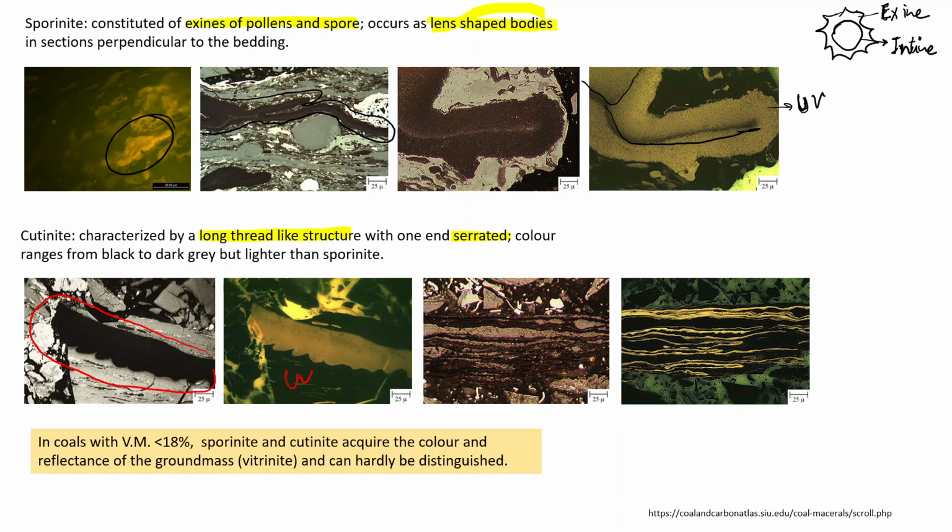And then see the last two photographs. These are the photographs of cutinite. You can see the distinctive feature of cutinite, its thread-like appearance. Thread-like appearance is very important along with its reflectance. It is a characteristic feature of the cutinite. So all these are the cutinite bands. Now in the coals with volatile matter less than 18%, sporinite and cutinite acquire the color and reflectance of the groundmass, which is vitrinite, and they are hardly distinguishable.